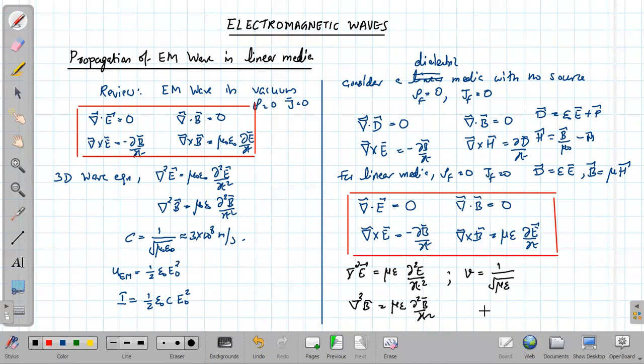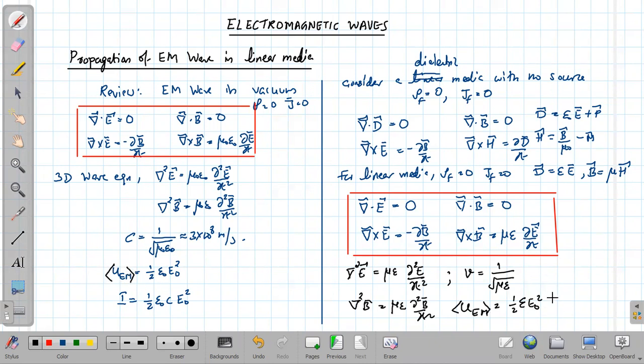And what would be the energy density? The energy density of the electromagnetic wave can be simply written as half epsilon E0 square. So you have to just replace epsilon 0 with epsilon. So the energy density would simply become half epsilon E0 square, or more correctly the time average of the energy density. So better use this symbol.